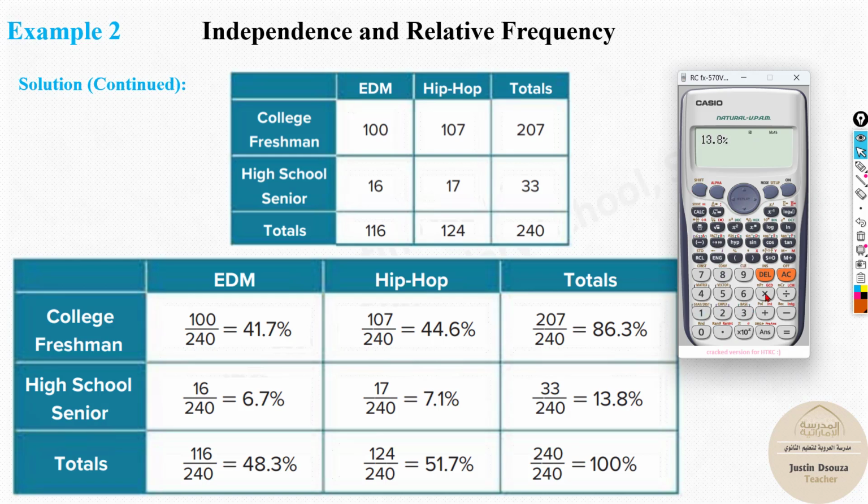13.8% multiplied with 48.3%, and I need to get 0.0667. Yes, 6 makes it 7. Okay, 6.7%. That's correct. Now we need to try this total with over here, this total with over here.